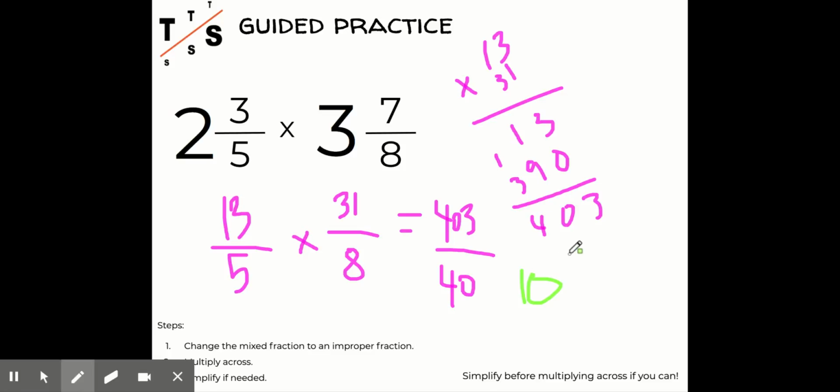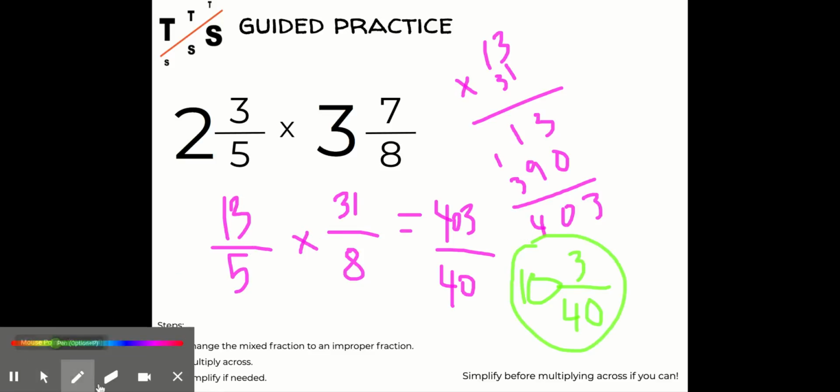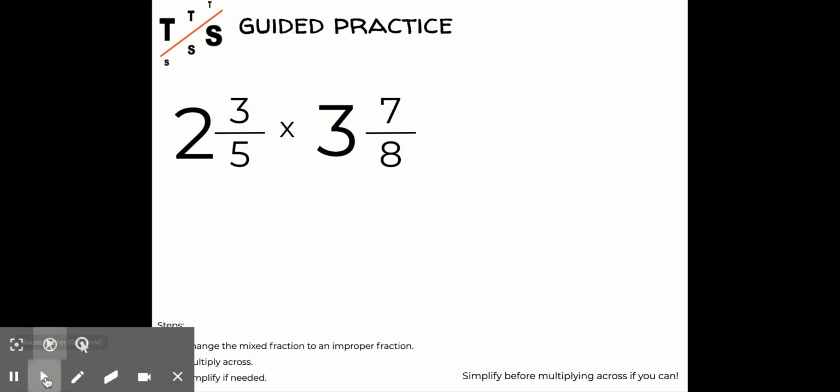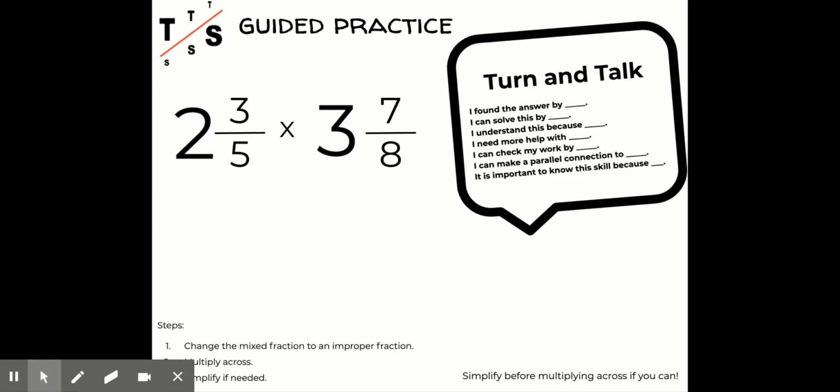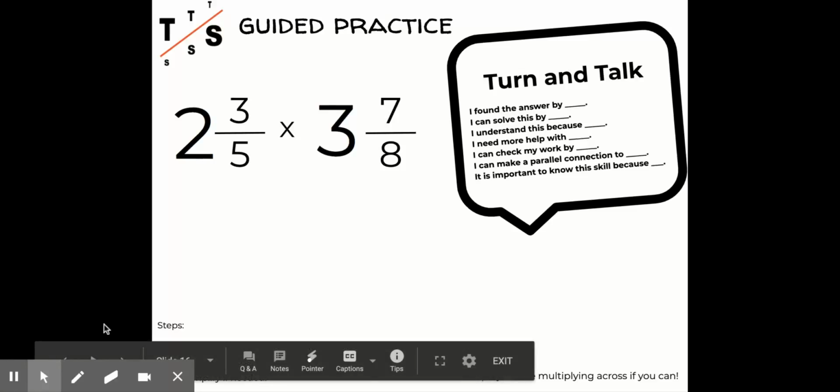403 minus 400 gives me 3. And I keep the same denominator, which is 40, and that cannot be simplified. So my answer is 10 and 3/40. Let's talk about this problem. I can make a parallel connection to multiplying regular fractions, because since I changed my mixed fraction to an improper fraction, I'm just multiplying straight across.